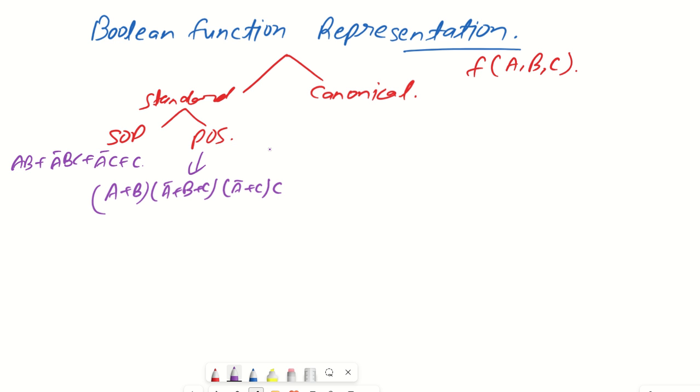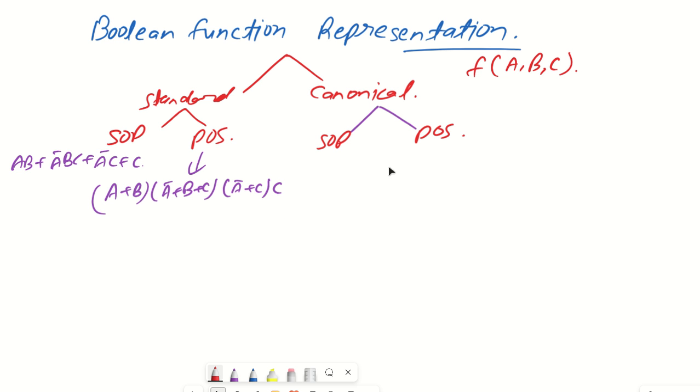Similar to that, canonical form can also have two types: one will be sum of products and another will be products of sum. Now the difference that you will see in canonical form is in the terms. Here you can see C is missing, and here A and B are missing. So it is in a standard form, or minimized form, something like that. Just for an example, I have taken it here. But in canonical form, each of the terms will have all the variables.